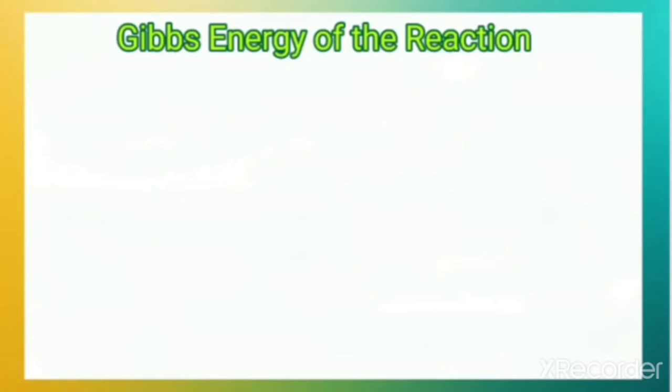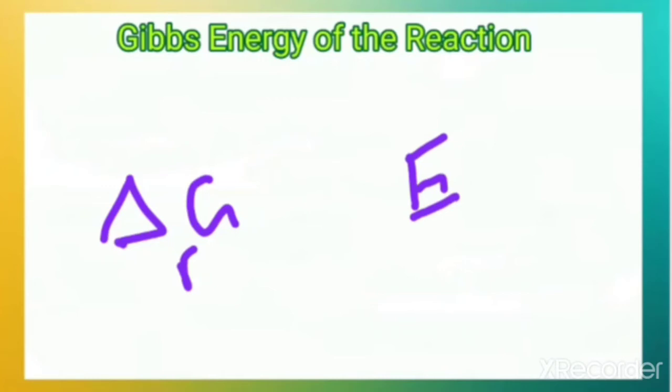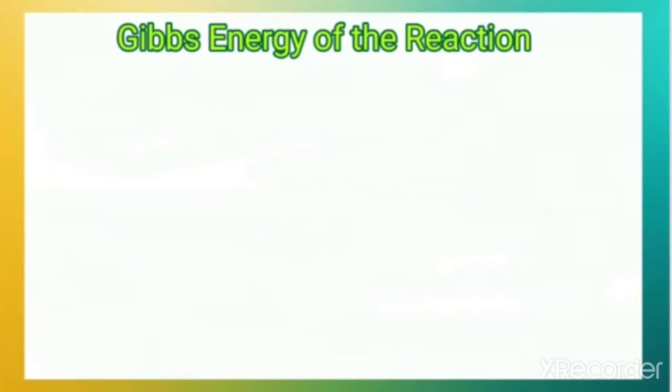So if delta G is the Gibbs energy of the reaction, E is the EMF of the cell, n is the number of electrons, and F is the Faraday's constant, these together give the amount of charge passed. Then the Gibbs energy of the reaction can be represented by the formula delta G is equal to minus nF E cell, where E cell is the EMF of the cell, n is the number of electrons and F is the Faraday's constant.